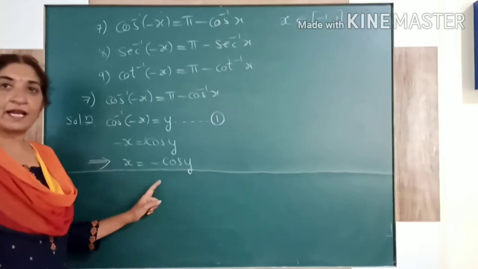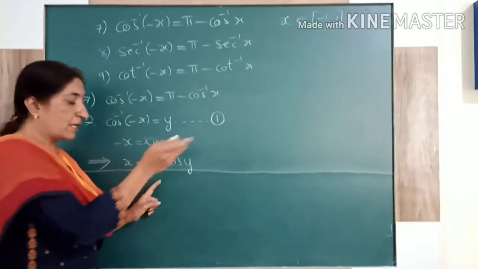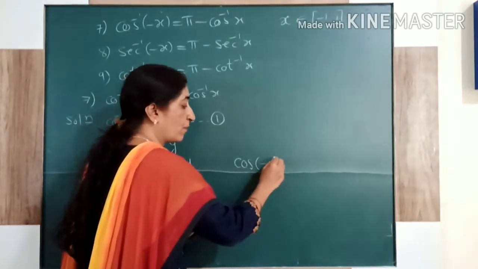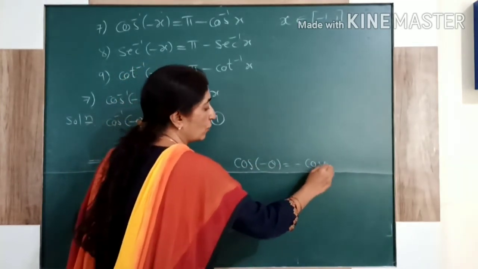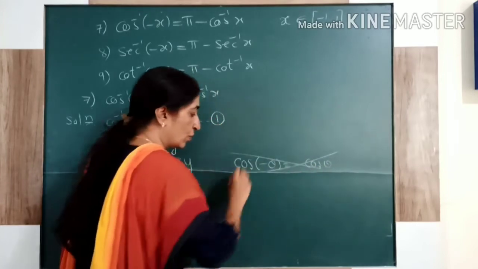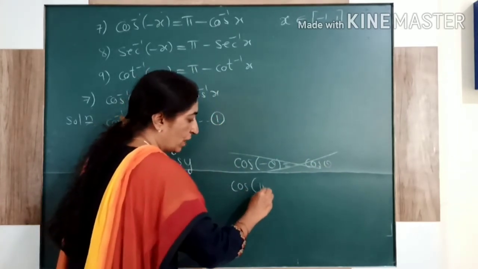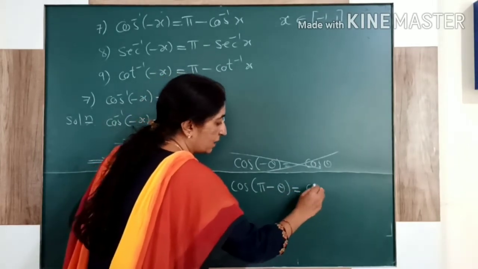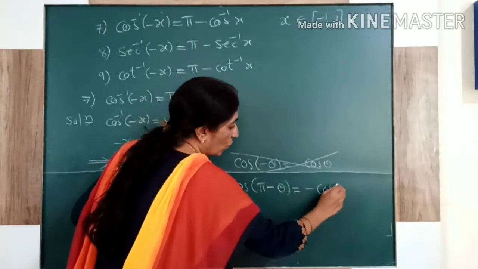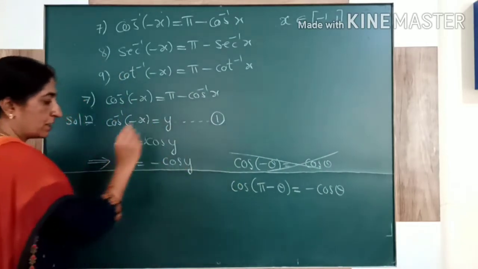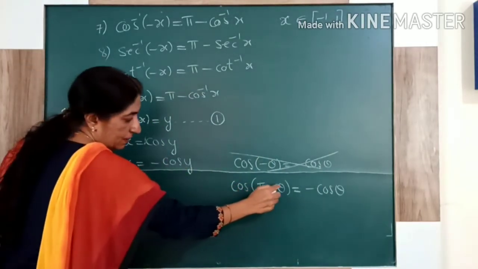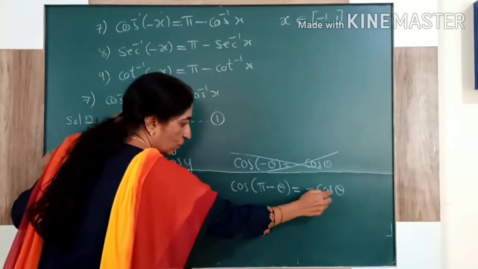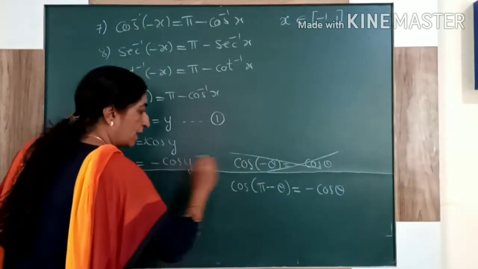And here the allied angle is different. Cos of minus theta is not minus cos theta. So this is wrong, don't use this. But we have a formula: cos pi minus theta, pi means 180, so cos 180 minus theta is minus cos theta. So we are using this. These two are similar.